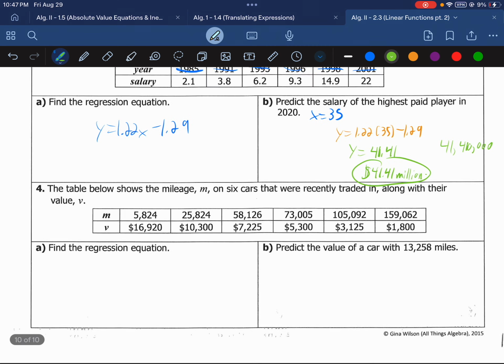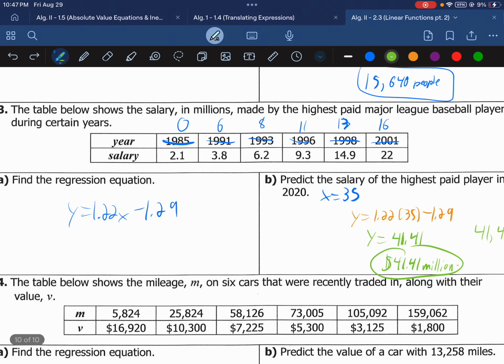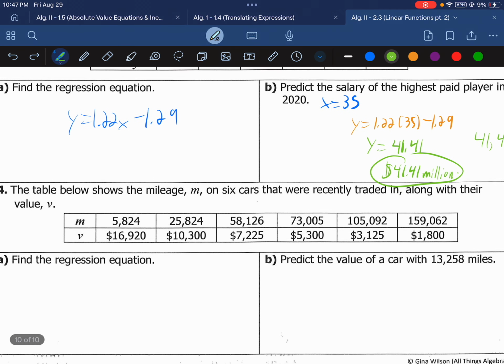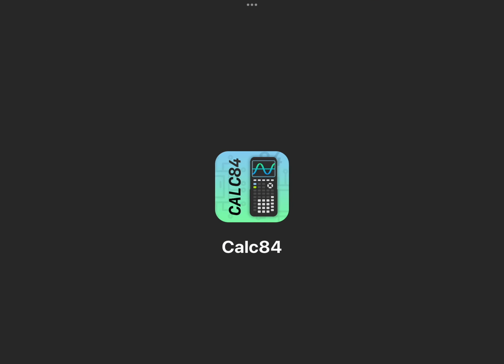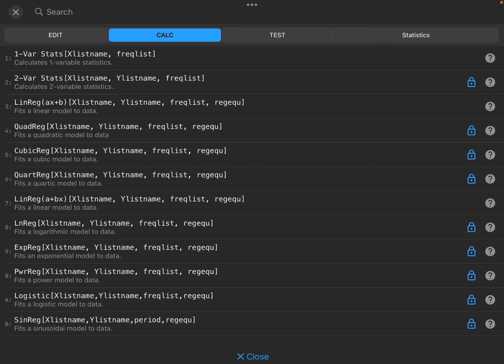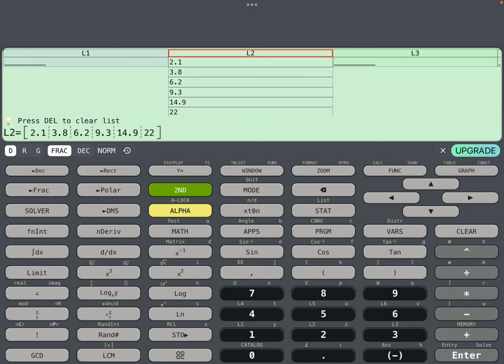The table below shows the mileage M on 6 cars that were recently traded in along with their value V. So we have all these different numbers here, and we can just type in these numbers as we see them. We technically could have done it here with the years as well, but we just saved ourselves writing some bigger numbers by doing that. But these are pretty far apart, and they would be crazy numbers anyway, rather than getting simpler numbers like we did above with like 0, 6, and 8. So we're just going to type in the numbers we see here. So Calc 84 needed to load again. I'm going to clear my lists. And I'm going to start typing these in.